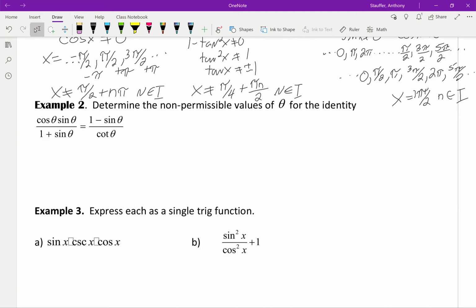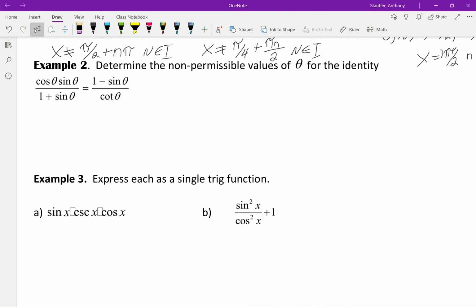Determine the non-permissible values of theta for this following identity. Now, in this case, this comes loaded with a lot of non-permissible values. We need to look at where both the 1 plus sine theta is equal to 0 and where the cot theta is equal to 0, or subsequently, since it's one of those reciprocal identities, we have to see where it's undefined as well. So starting off, I look at 1 plus sine theta, and we say this cannot equal 0.